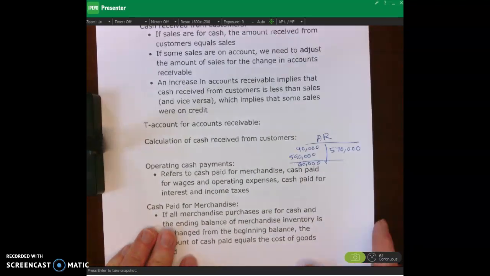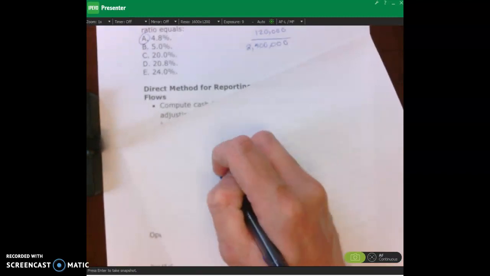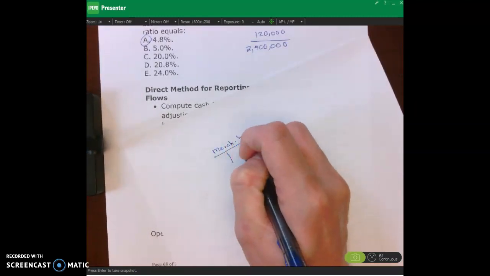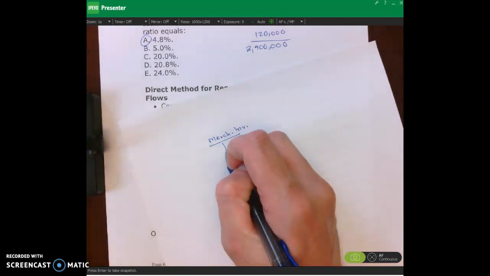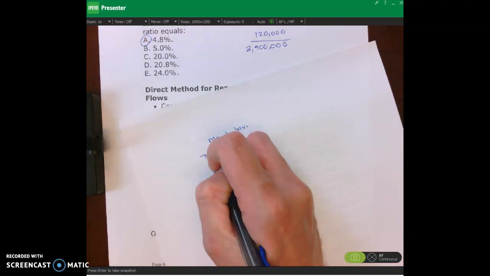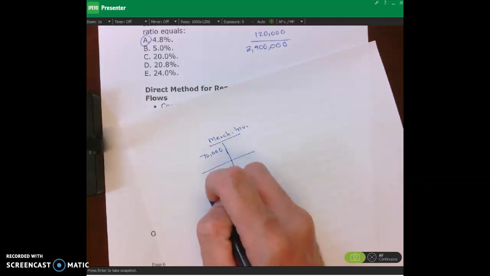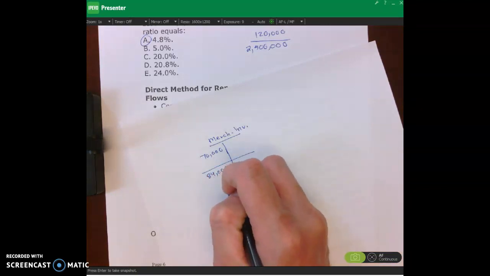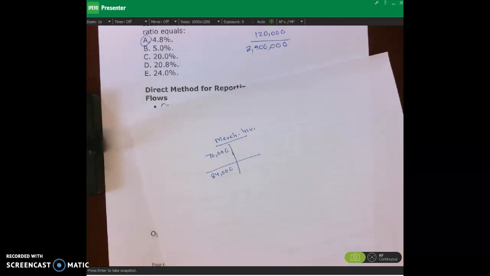Okay, so to do our cash paid for merchandise, we have to do two T accounts. So I'm going to flip the page over. The first one is we have to do it for merchandise inventory. That's our first T account. And if you were to look at the balance sheet, you have beginning merchandise inventory of $70,000, and then you have ending merchandise inventory equal to $84,000.